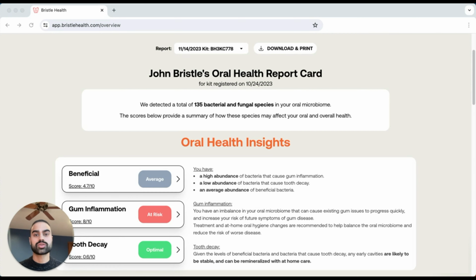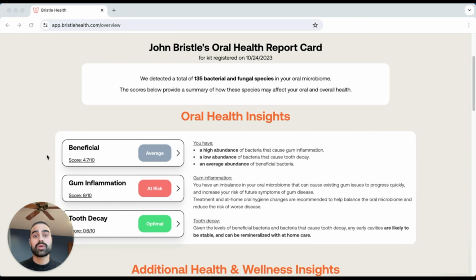The aggregate condition scores are calculated using Bristle's proprietary algorithm, which sums up the relative amount of each microbial species associated with that given condition. The score, which is out of 10, represents the probability or risk of the patient having that respective condition. For example, a score of 4.7 out of 10 represents a 47% chance the patient has the condition and can inform the prognosis, or how likely, without any interventions, the condition will progress.